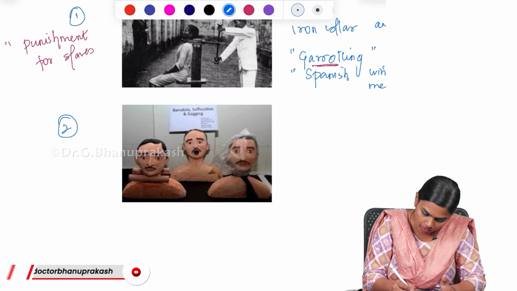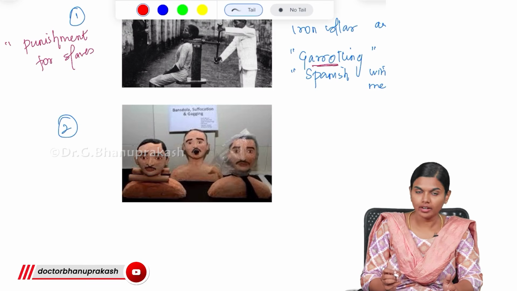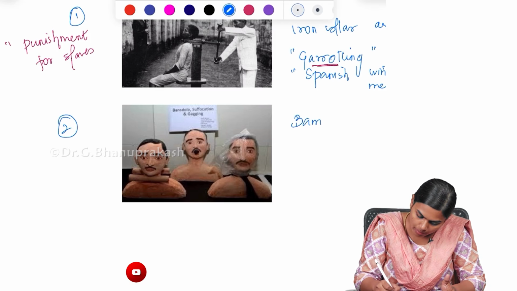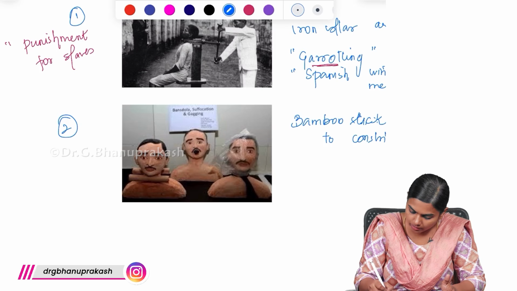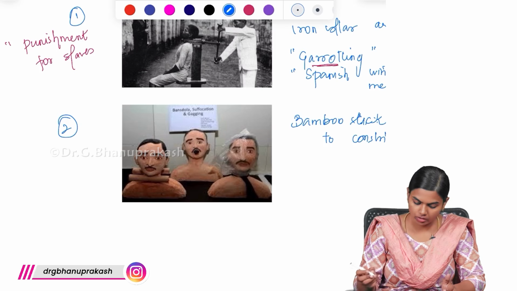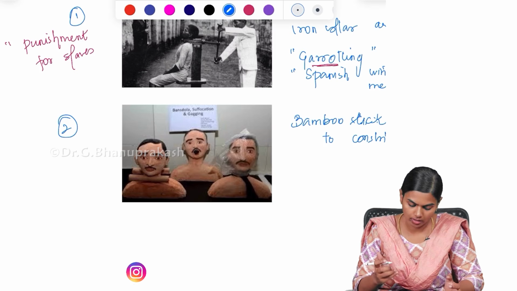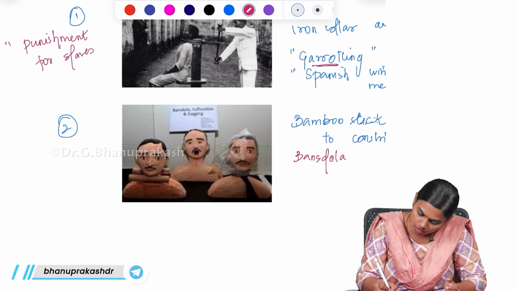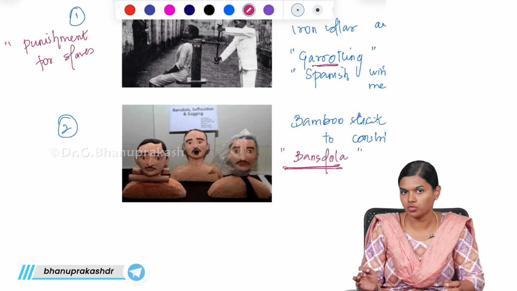And up next what we have is this. Here if you see, you can see a wooden rod, you can see this wood, right? So here what will happen is that they will use a bamboo stick. They will use this bamboo stick to constrict the neck. So this is your which type? Bamboo stick used for constriction. This is Bans Dola. So this is the name. Bans Dola. Bamboo stick is used for neck constriction.